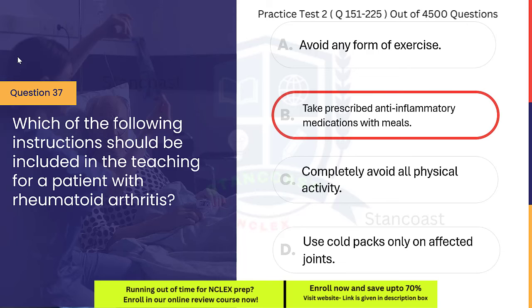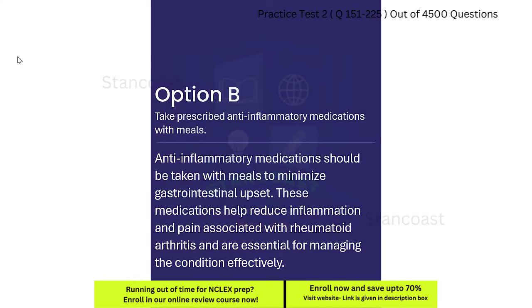Take prescribed anti-inflammatory medications with meals. Anti-inflammatory medications should be taken with meals to minimize gastrointestinal upset. These medications help reduce inflammation and pain associated with rheumatoid arthritis and are essential for managing the condition effectively.